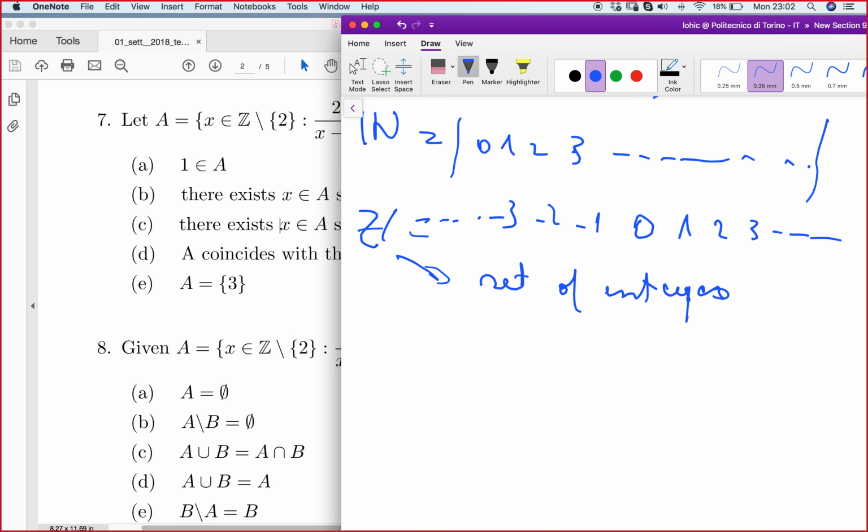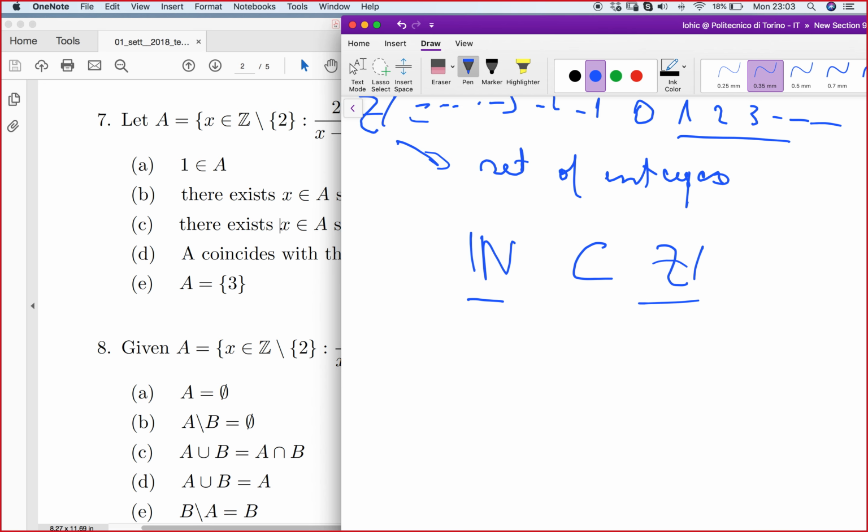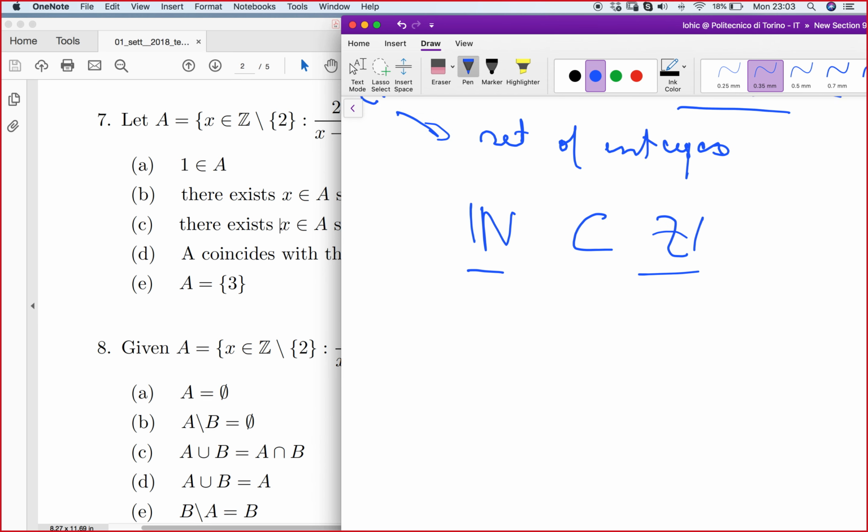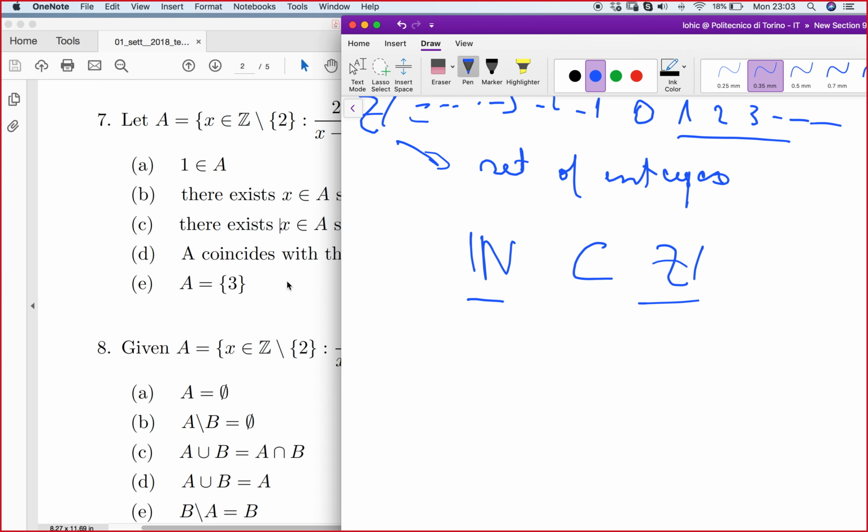Now, you can observe that N is included in Z. Yes or no? The set N is included in the set Z. It's important to do all this stuff. Then I think that this is enough for this exercise. In the other exercise I will also review the set Q. So for the moment we know what the set N is and what the set Z is, right?